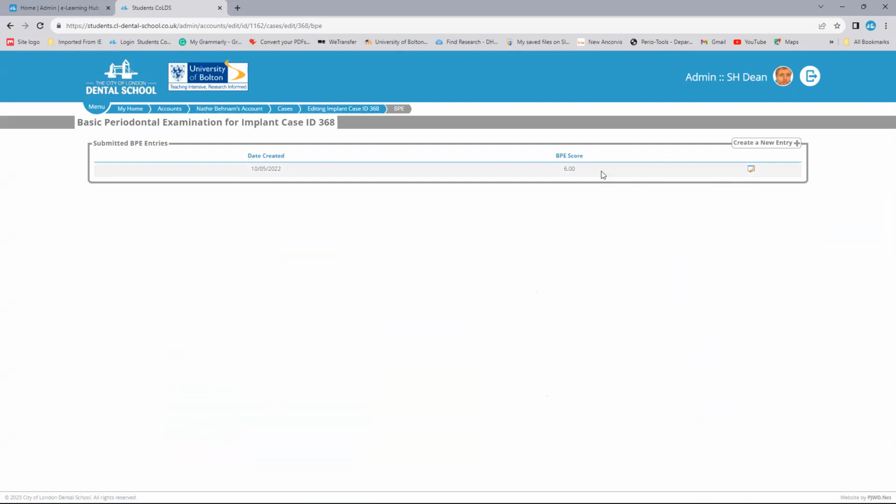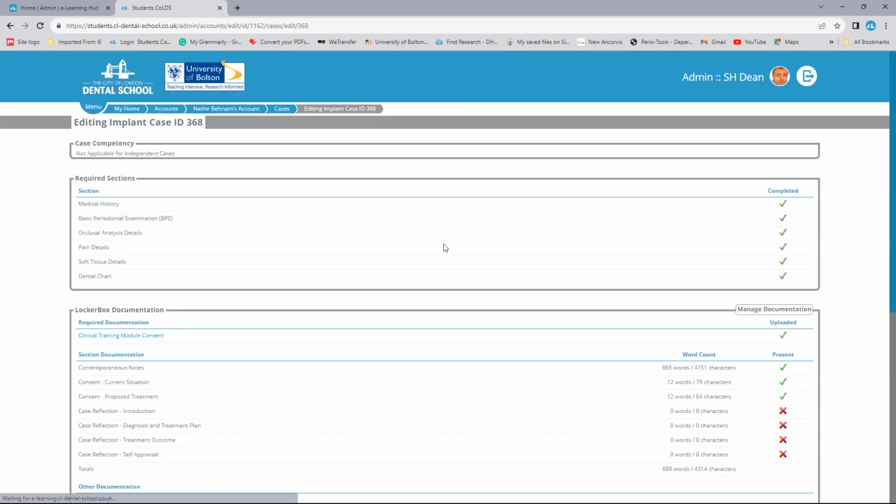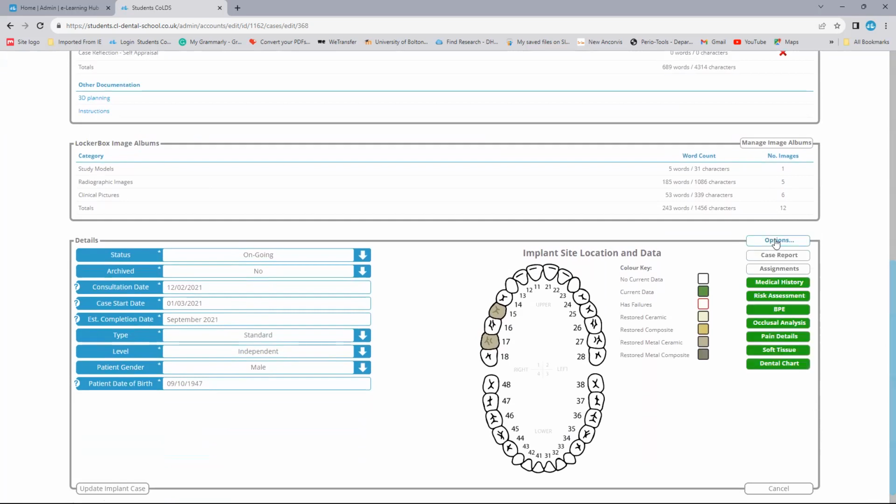Right, so you've got a score of 6. Let's have a look at that one. So 1, 1, 1. They're all ones, weren't they? Yeah. It's just a little bit of bleeding and a plaque. The gum recession, I think it was age related. He hasn't got any mobile teeth or furcations or anything. So that's good. You've done the BPE, and we've got the occlusal analysis in there.